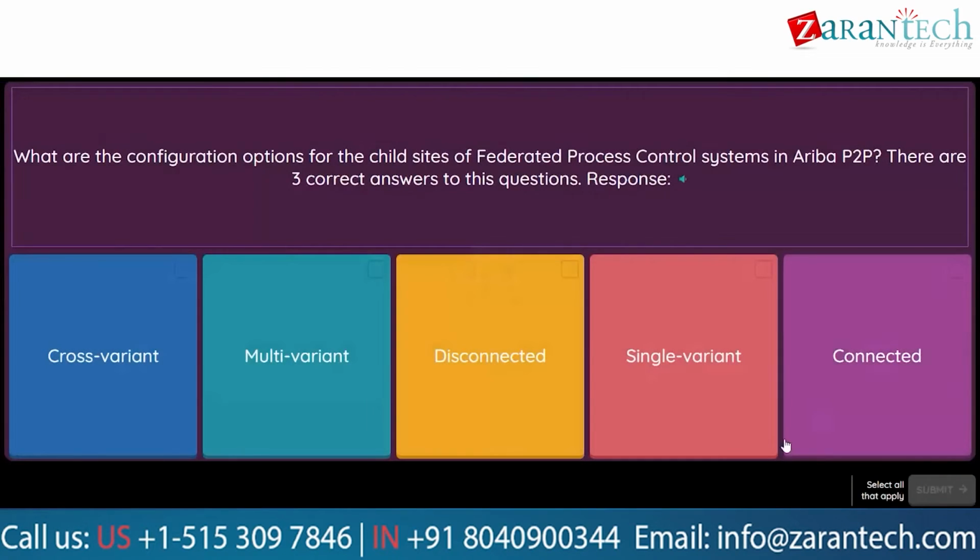Question: what are the configuration options for the child sites of federated process control systems in Ariba P2P? There are 3 correct answers to this question. Response: Option 1. Cross-variant. Option 2. Multi-variant. Option 3. Disconnected. Option 4. Single variant. Option 5. Connected.